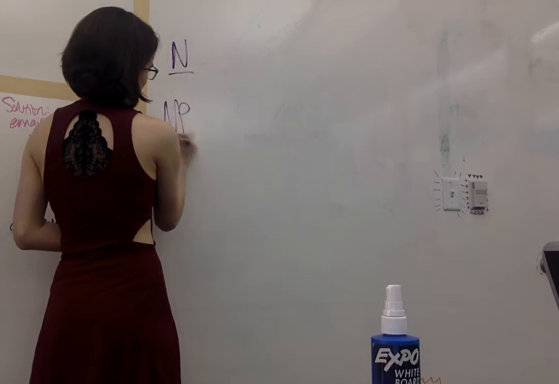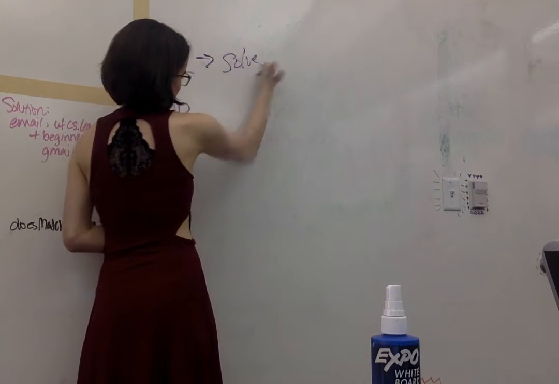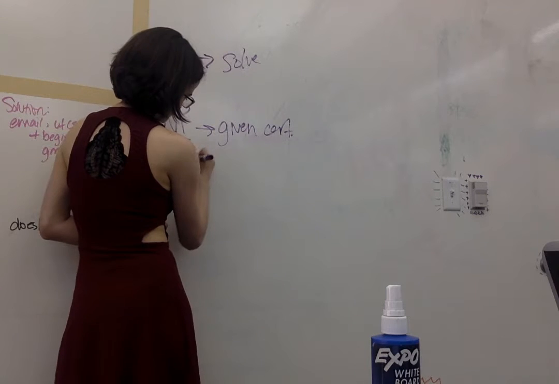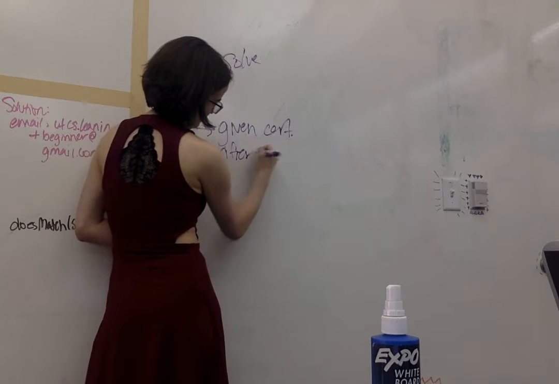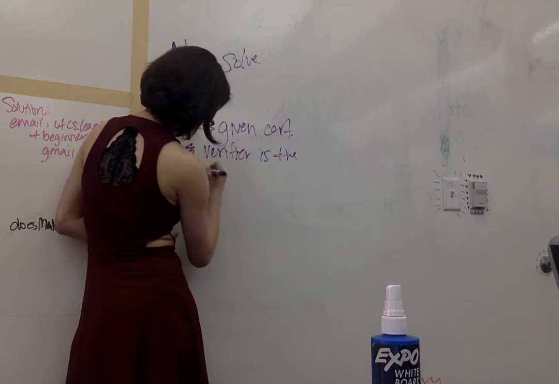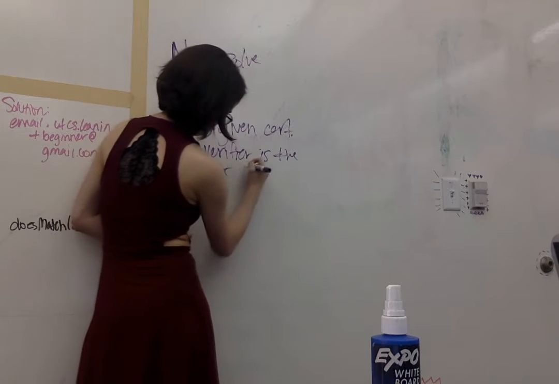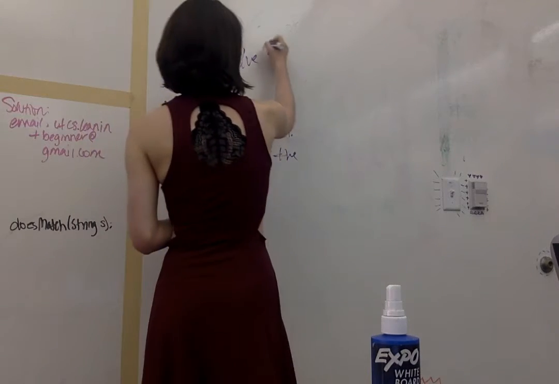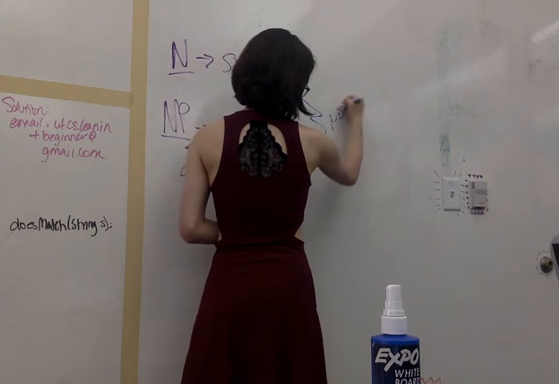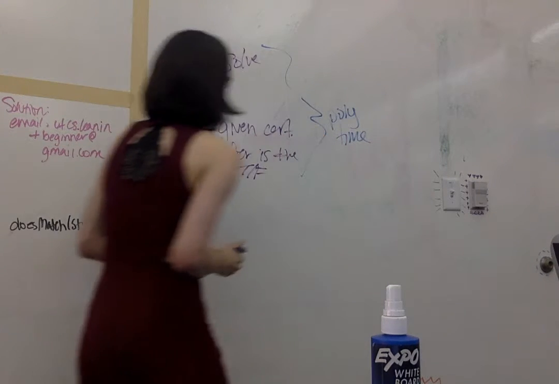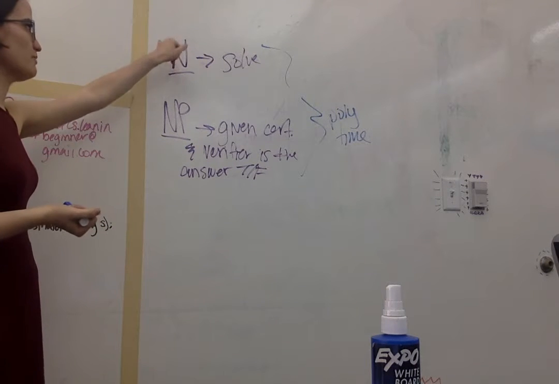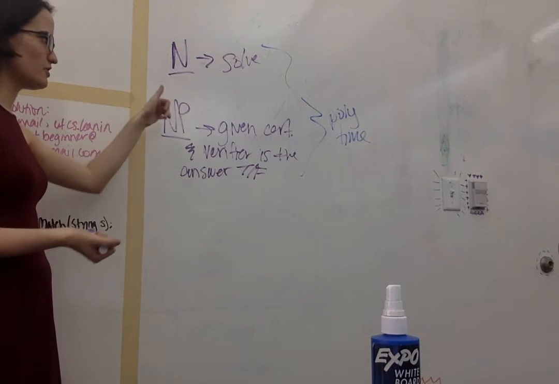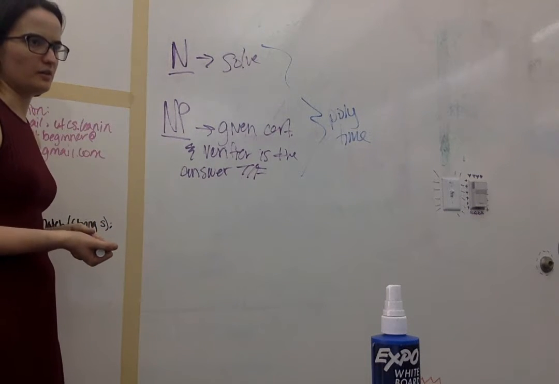P versus NP. P is solve, and NP is given a certifier and verifier, is the answer true or false. Both of these are questions about whether it's in polynomial time, right? Sometimes it means you can solve in polynomial time, and some things you can only certify in polynomial time. Like 3-SAT, you can only certify in polynomial time. There's no way to solve it with a polynomial algorithm, right?